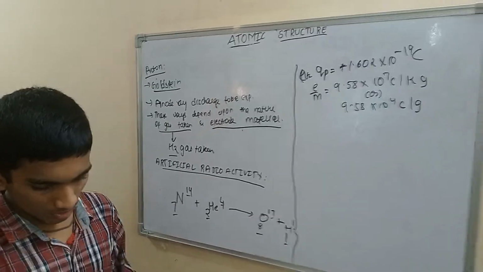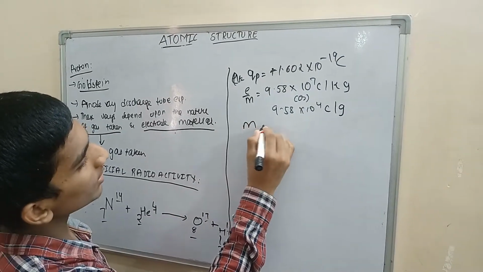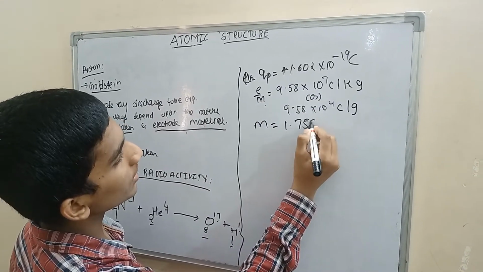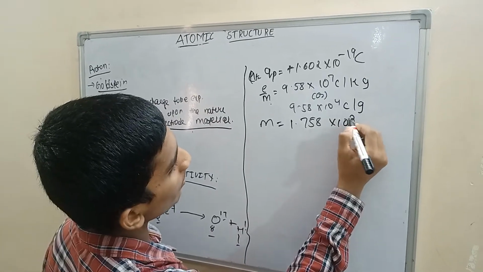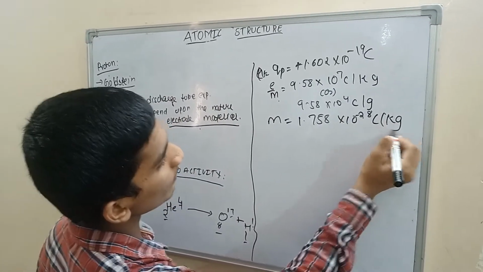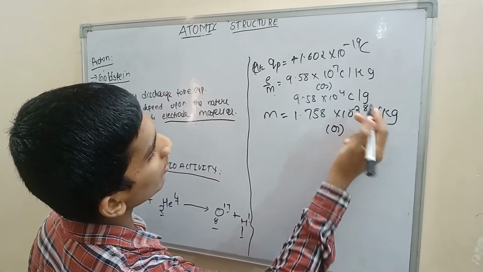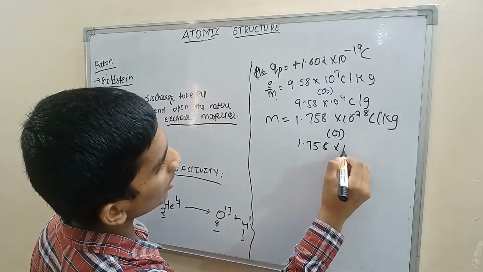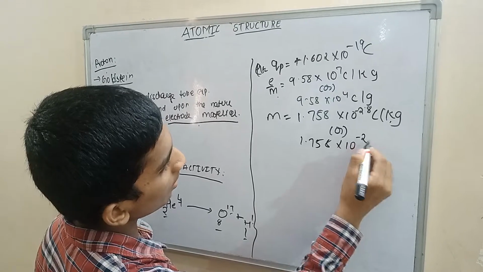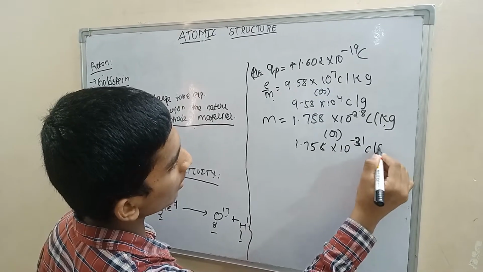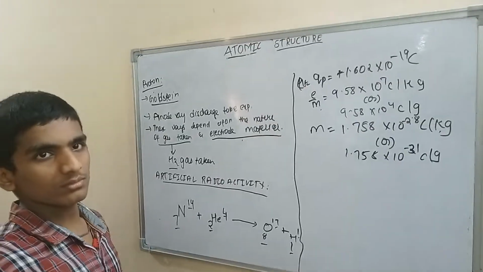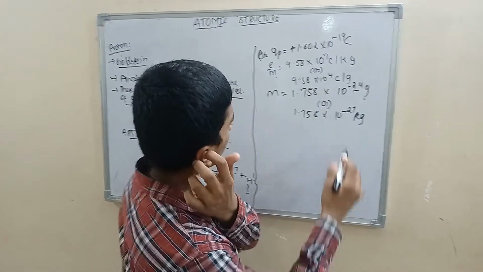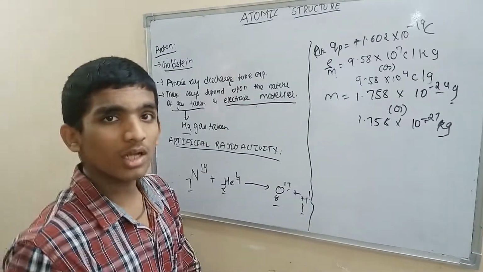Now, what is the mass? Same logic, E by M. No problem, I'll write it directly: 1.758 × 10^-28 coulomb per kg, or 1.758 × 10^-31 coulomb per gram. What are you doing? 10^-24 grams, 10^-27 kg. I have written coulomb per gram and coulomb per kg.